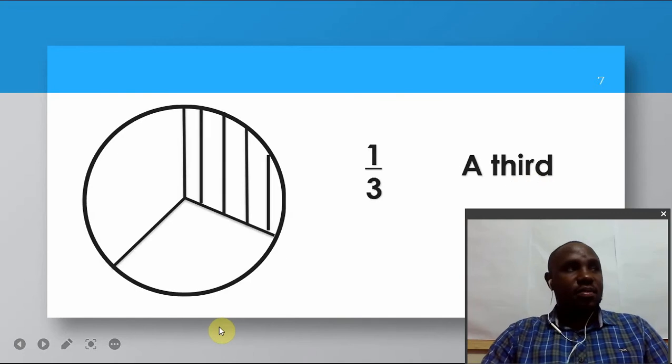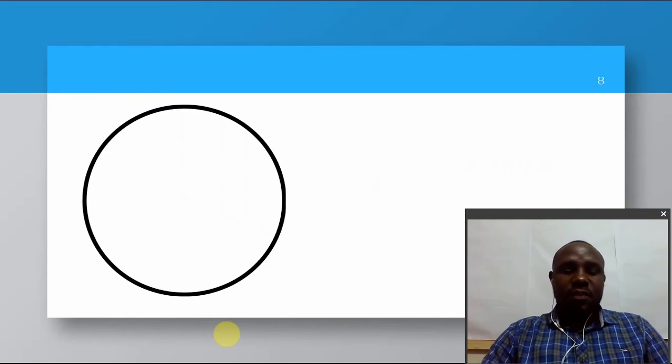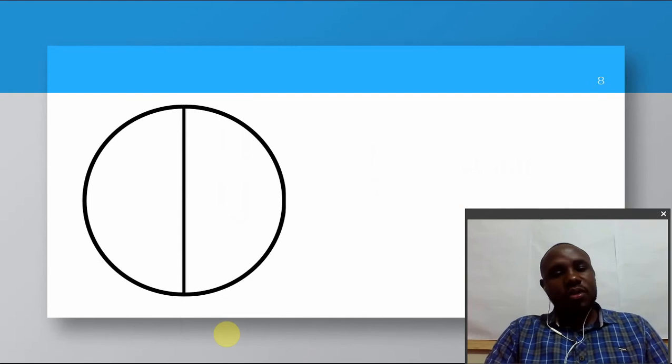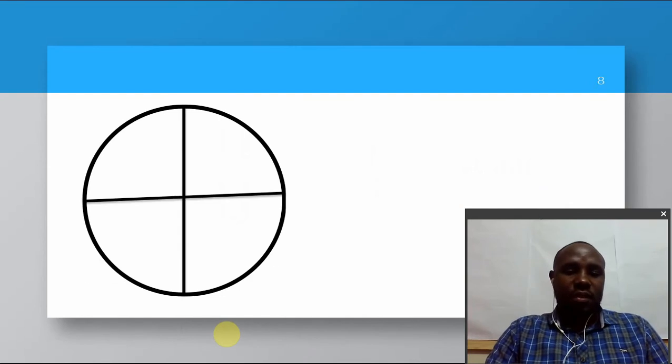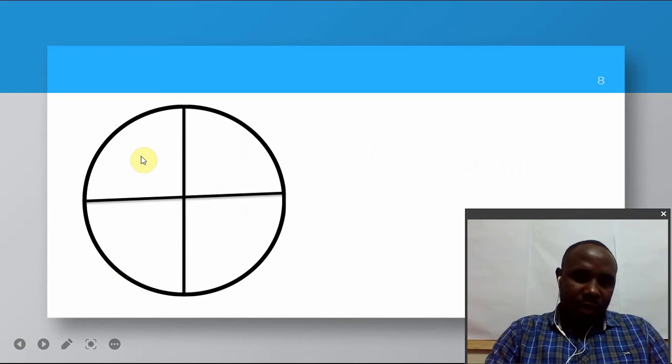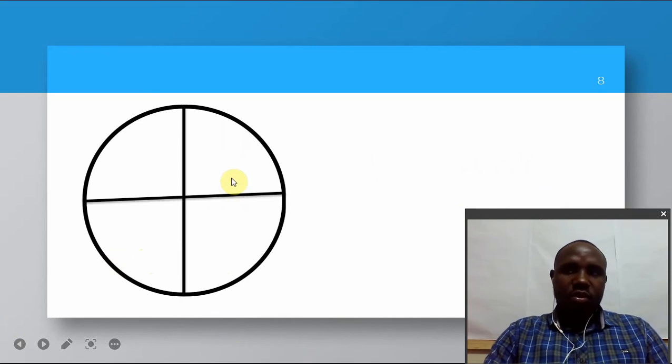Okay, let's move on, and we see I have another fraction here. I have my apple. I'm going to divide it into many parts. How many parts have I divided now? I have 1, 2, 3, and 4. I'm going to shade. Okay, let me shade.